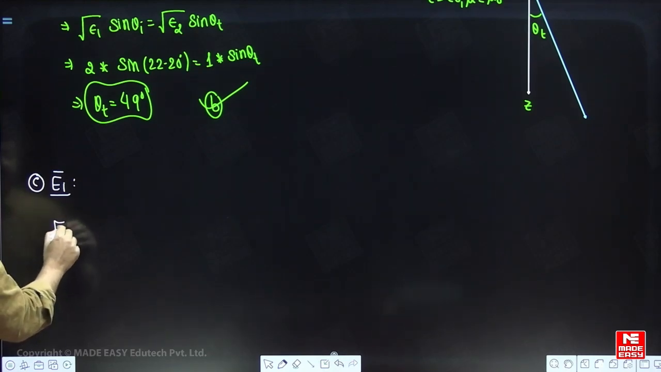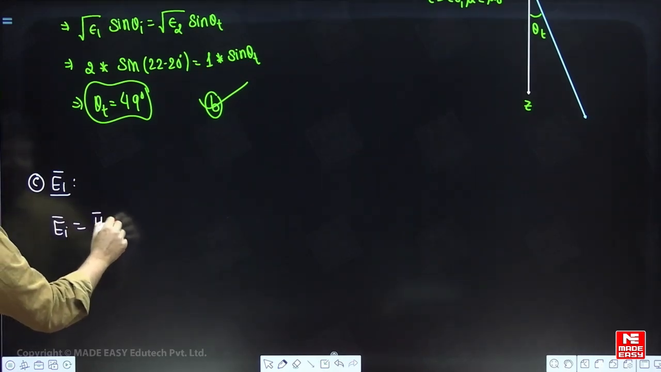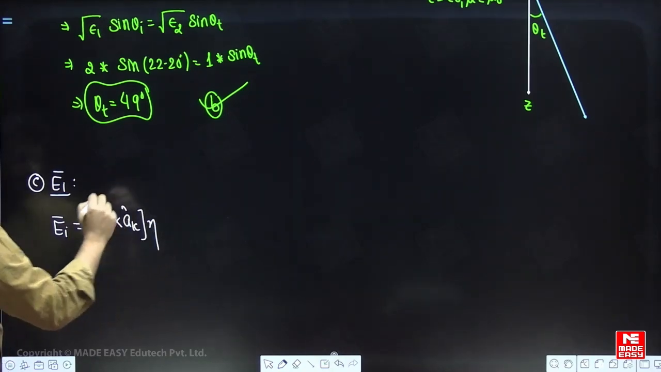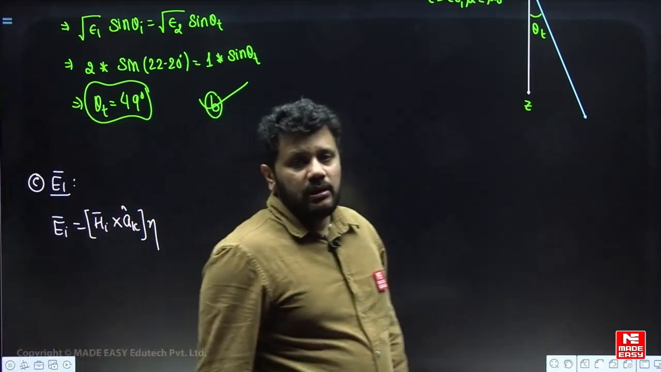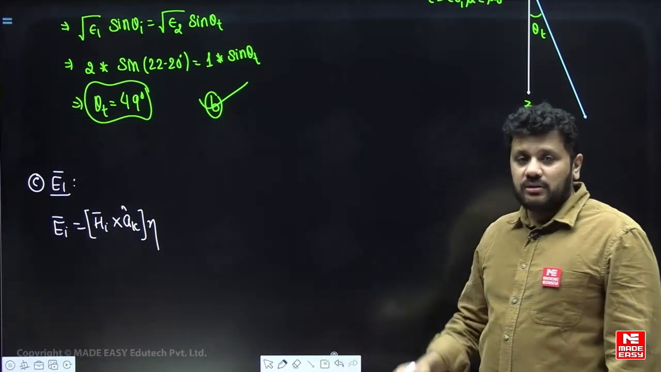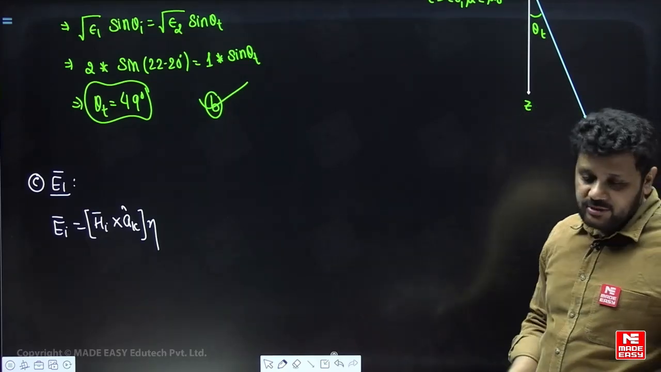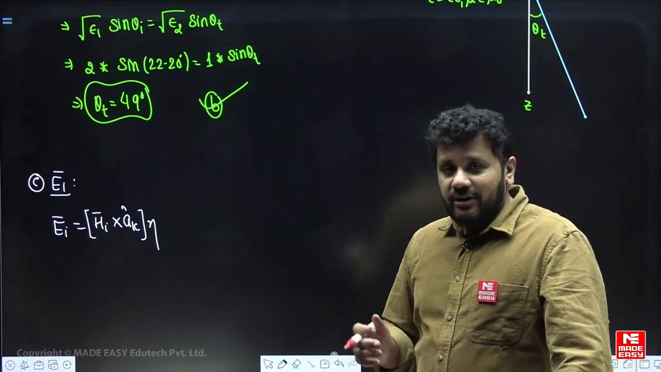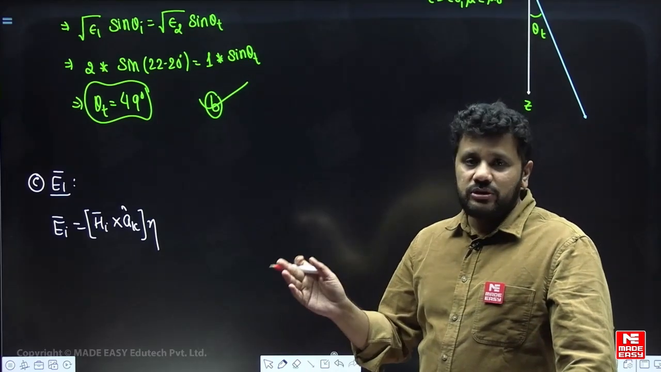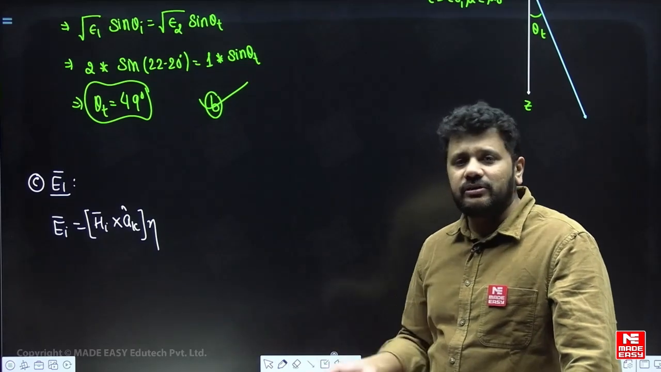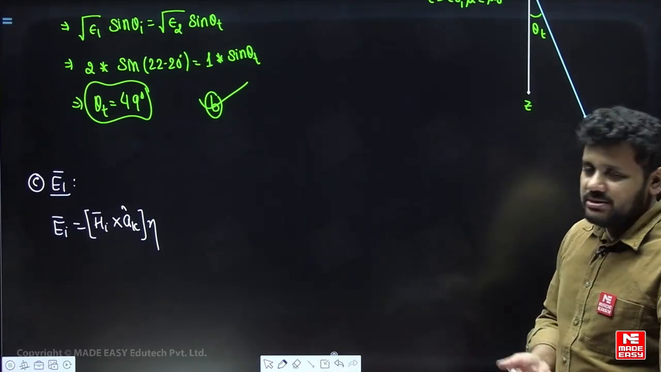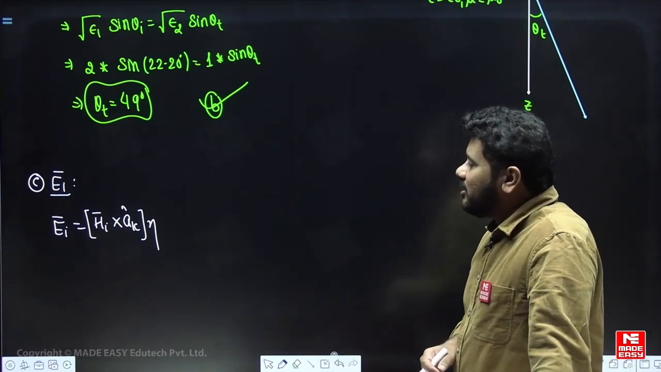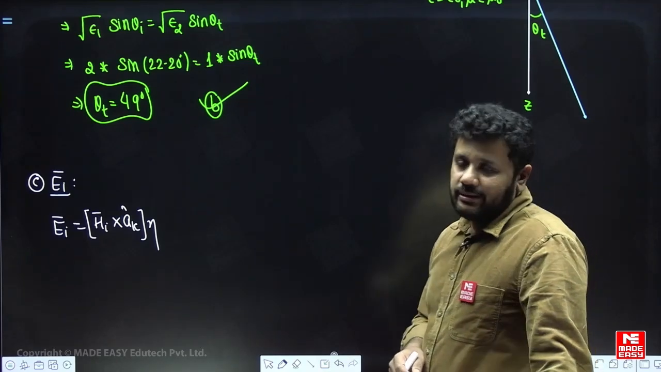Now the incident electric field can be found using the formula HI cross AK into eta, right? So this is the formula, or you can resolve the components directly. Since you know the magnetic field, I can directly find the electric field. Otherwise, we have to resolve the components into two different components and then calculate it. Either way you can do it. The easiest is to use this formula, the electric field from the magnetic field, HI cross AK into eta.